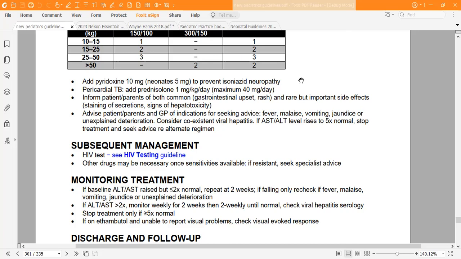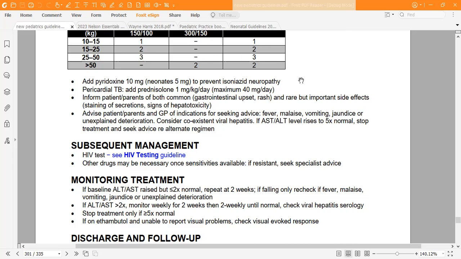If you have pericardial TB, add prednisolone. So we have pericardial effusion or pericarditis due to TB, so we have to think about steroids, prednisolone, 1 milligram per kg per day. Inform patient and parents of the common side effects, gastrointestinal upset and rash, and the rare but important ones: staining of secretions and signs of hepatotoxicity as well.